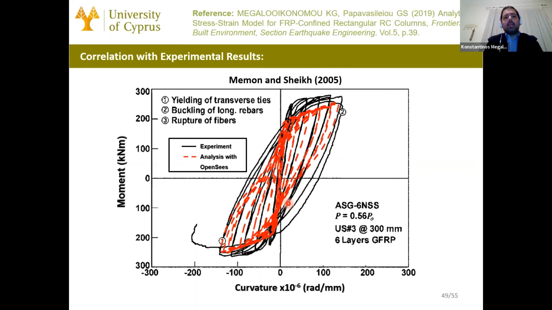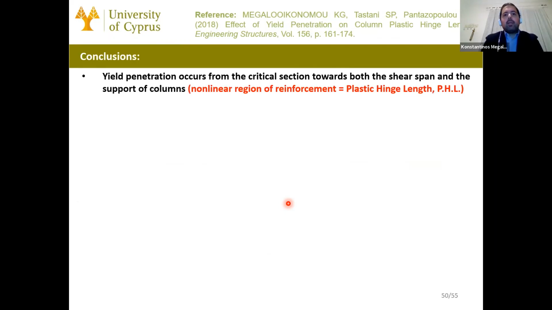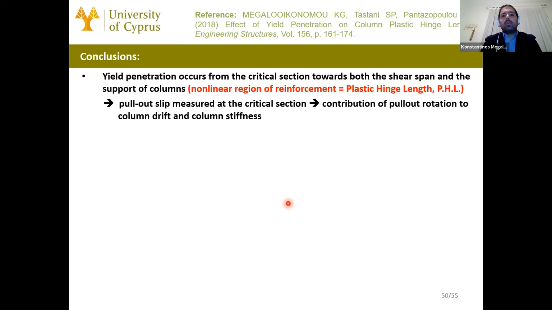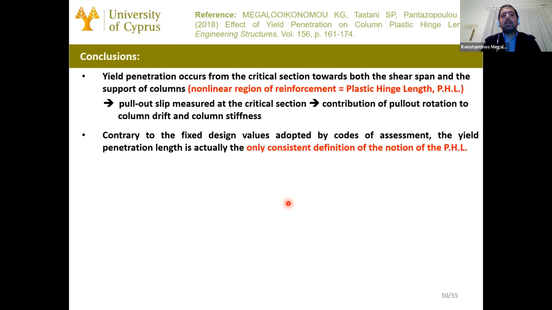And this is the last comparison. And I would like to conclude my talk with some conclusions for all of these parts of seismic assessment and seismic retrofit. As I said, for the heel penetration, it occurs from the critical section towards both the shear span and the support of the columns. It is the nonlinear region of reinforcement, and pull-out slip is measured at the critical section, and it contributes to the pull-out rotation and column drift and column stiffness.